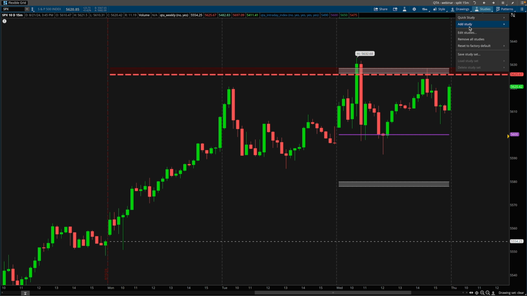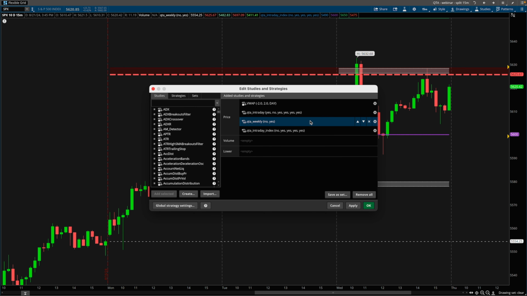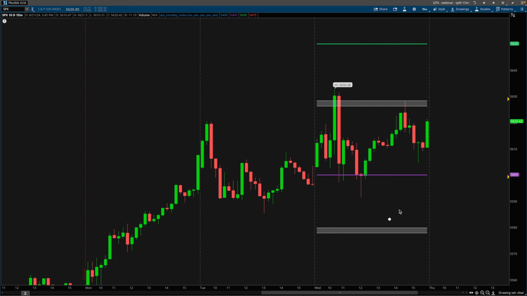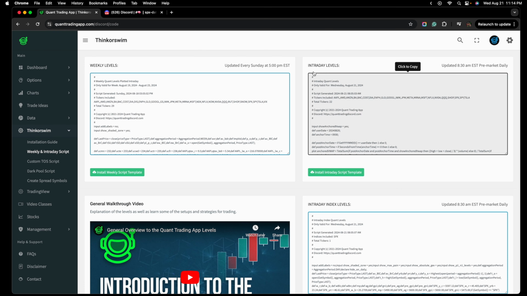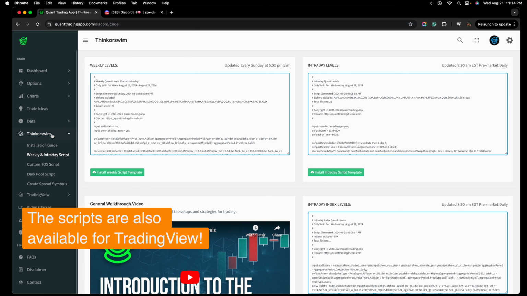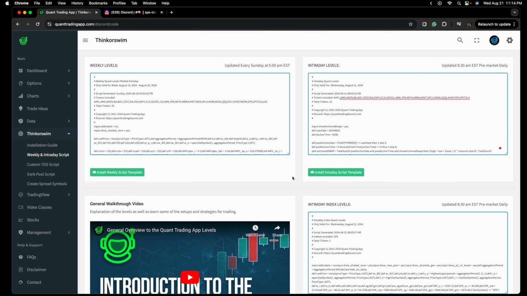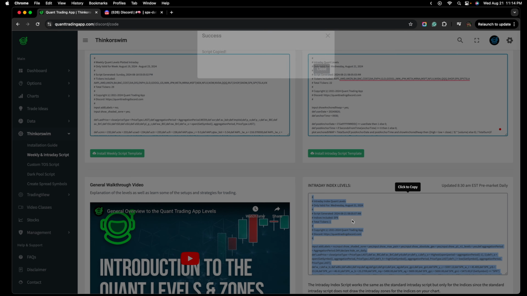If I were to turn off the weekly script, just so you guys can see, the code for this script is copy and pasted from pre-markets. This is it right here for the Quant Trading App members. It's under the ThinkorSwim tab. This is our intraday levels. We click this right here. If you trade the SPX, you will also want to copy this right here.